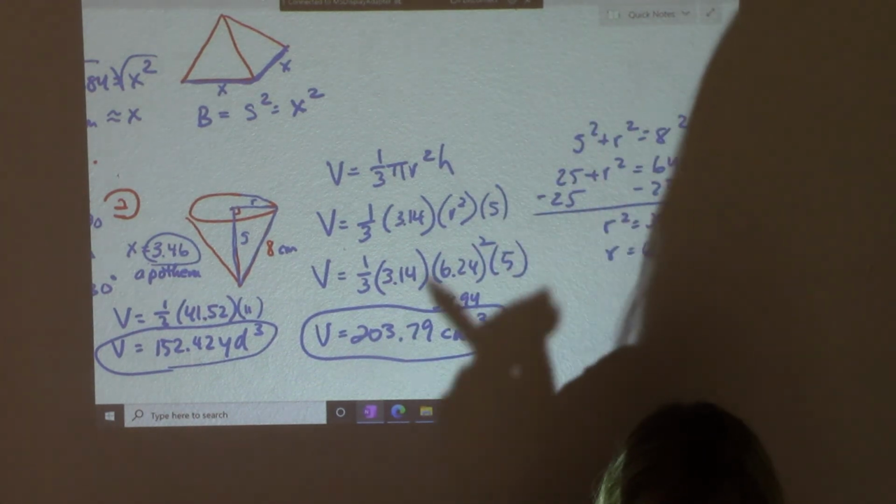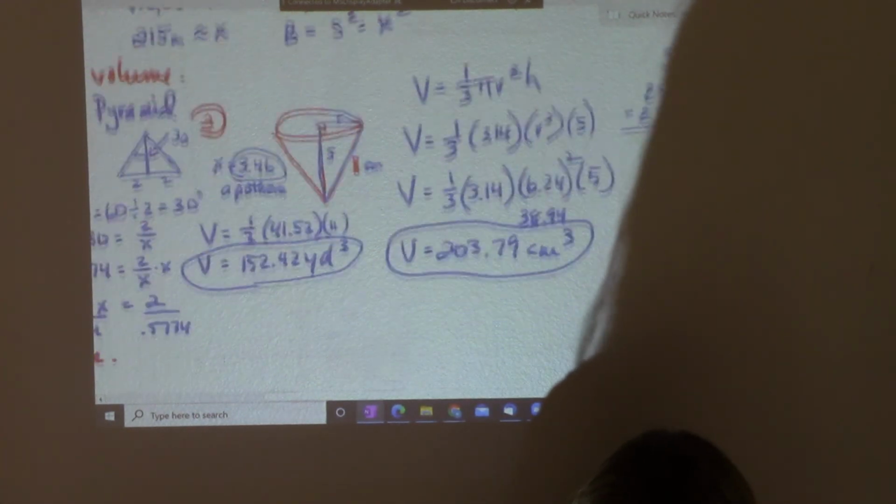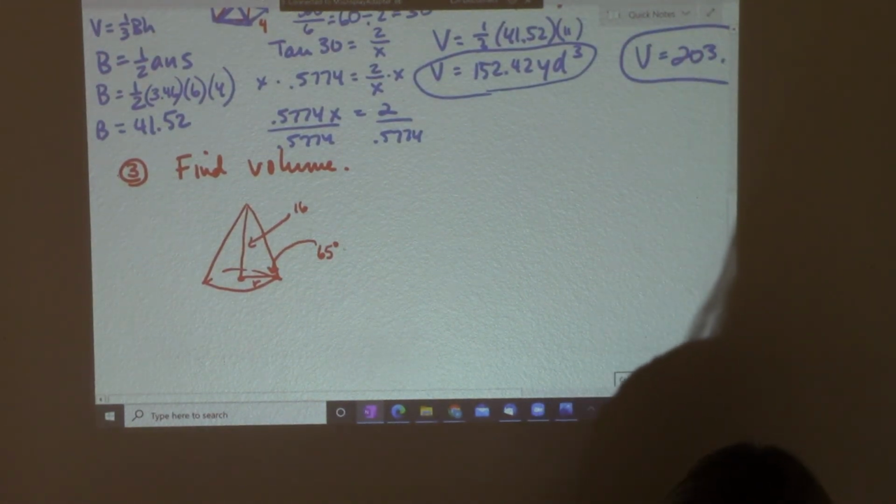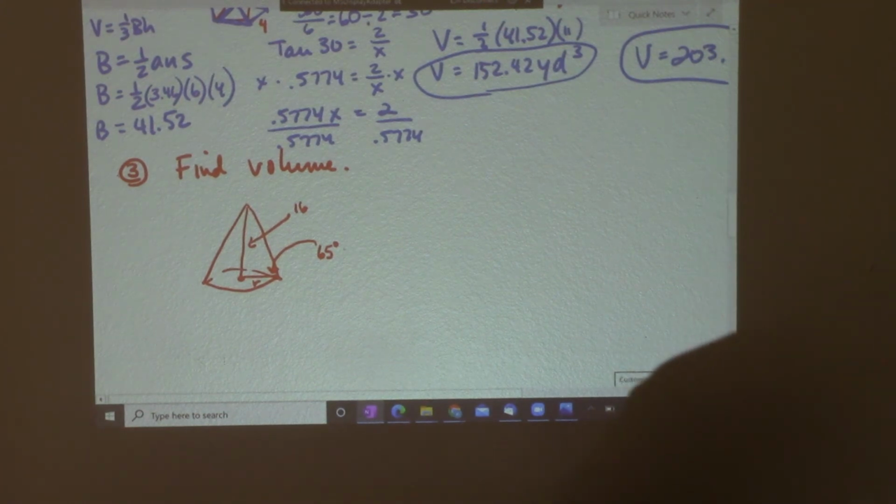Let's keep going. Let's do number 3, way back over here. Now, I am trying to find the volume. And with what's given, do you see here, I need to find the radius. And I'm going to use trig. So this angle is 65. So in order to find r, I need to use trigonometry. So from this angle, I've got opposite over adjacent. So that's tangent function.